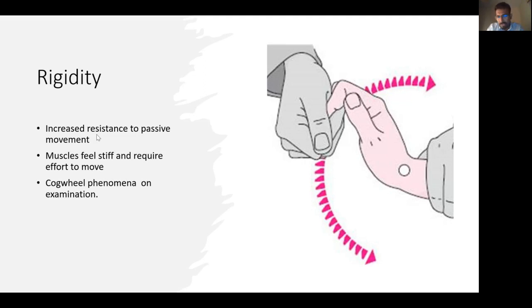Cogwheel phenomenon is actually a result of tremor superimposed on rigidity. So there will be increased resistance, but there will be a little gap in between. So this, I don't know how much this picture helps to understand.